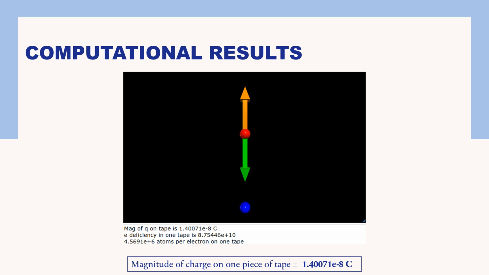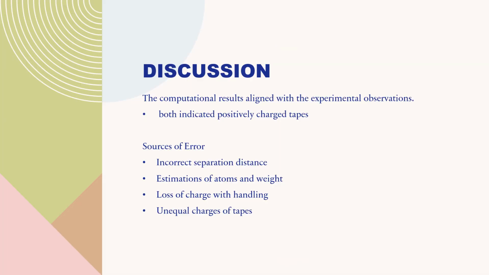The magnitude of charge on one piece of tape was 1.4 times 10 to the negative 8 coulombs. Since the pin and our skin have a slight negative charge, the charge was positive because the tape was attracted to those items. The electron deficiency per tape was 8.75 times 10 to the 10th, which also indicates a net positive charge. Finally, there were 4.57 times 10 to the 6th atoms per electron on one piece of tape.